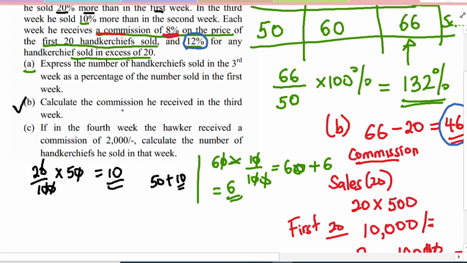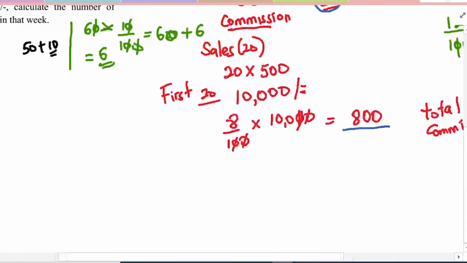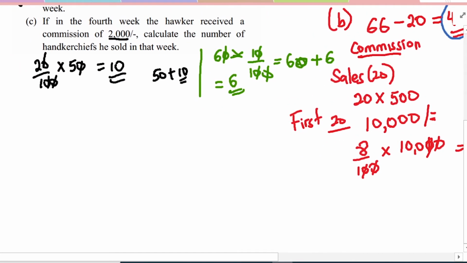C. In the fourth week, the hawker received a commission of 2,000. Calculate the number of handkerchiefs he sold in that week. Okay, so he gets a commission of 2,000. It means you're going to calculate backwards. This is part C. In the fourth week, the hawker received a commission of 2,000. Calculate the number of handkerchiefs he sold in that week.